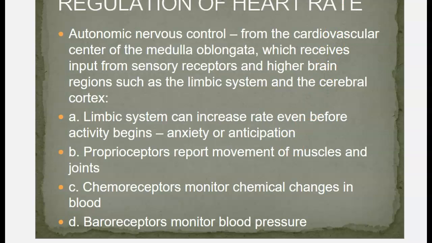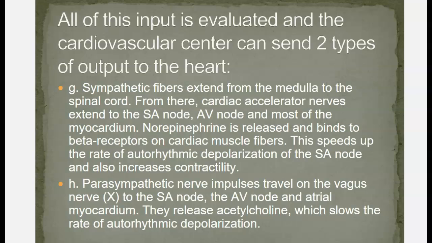All of this information comes in, and the medulla then says we need to speed up or we need to slow down. So if you need to speed up, it'll send information down through the sympathetic fibers. The sympathetic fibers then go to the SA node, the AV node, and they say, hey, depolarize quicker.